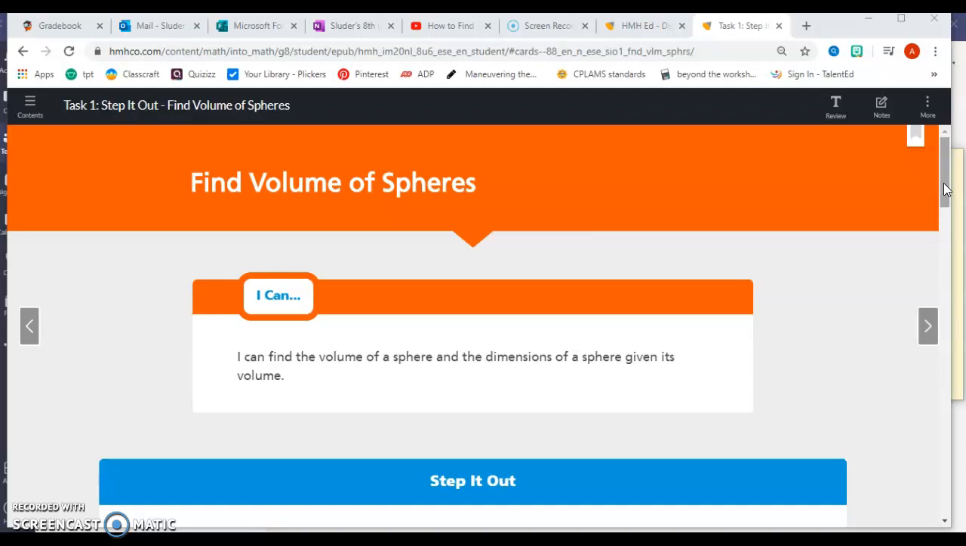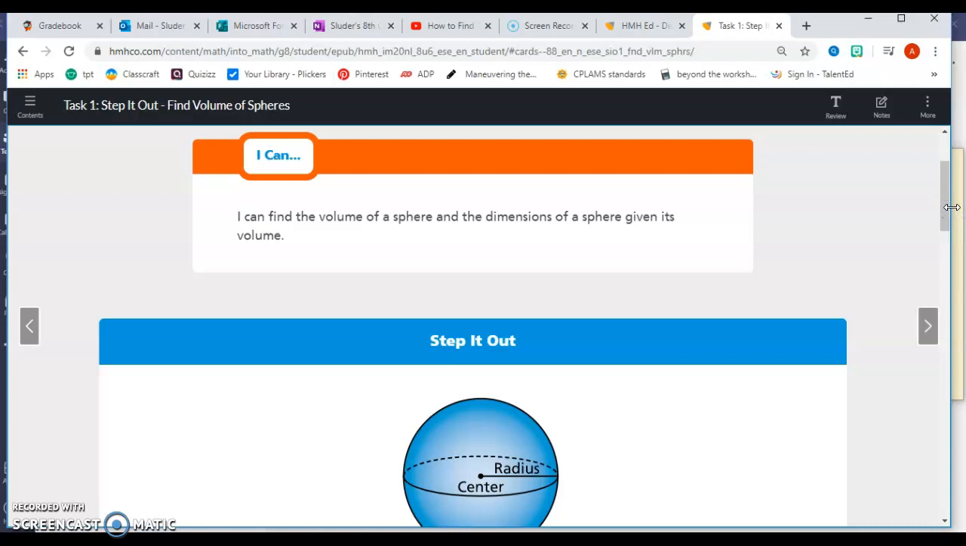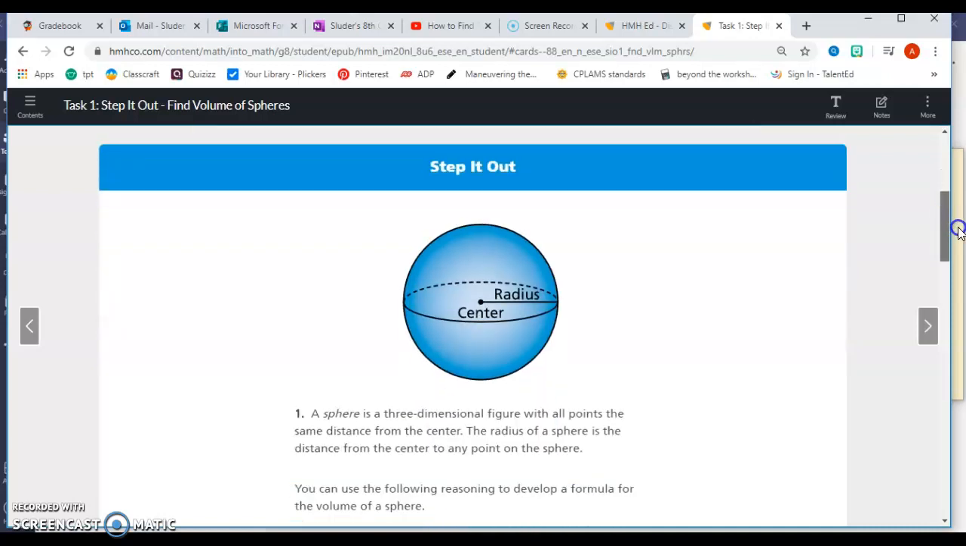We are in chapter 13, lesson 3, finding the volume of spheres. So our I can statement is I can find the volume of a sphere and the dimensions of the sphere when given its volume. Here we have our sphere, which is basically a ball.